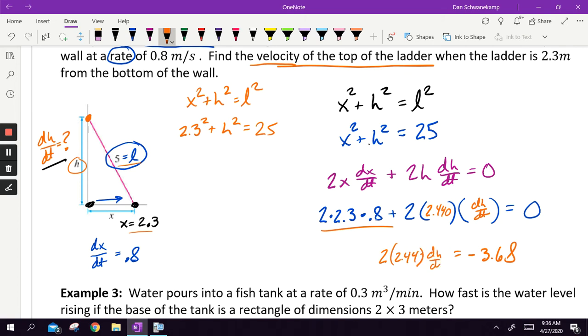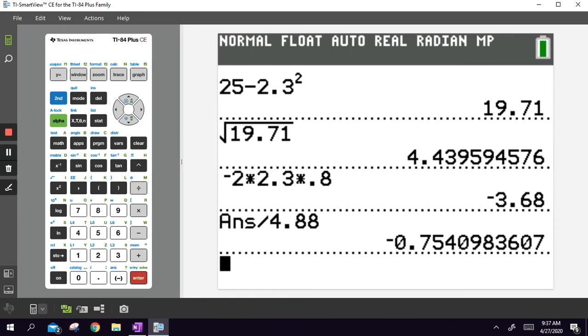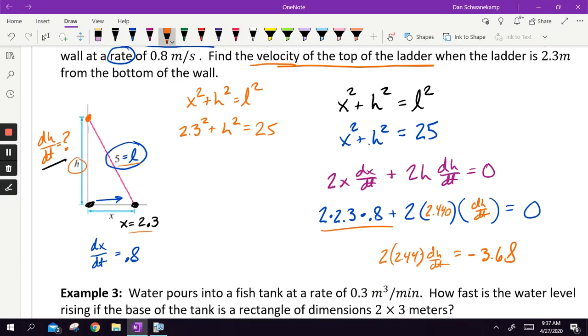So now I'm just going to divide by 4.88. I'm going to take that and divide it by 4.88. Negative 0.754. So the change in height over time is negative 0.754, and that is going to be in meters per second. We knew it was going to be negative because of the fact that it was decreasing. Okay, because that thing was getting smaller and smaller.